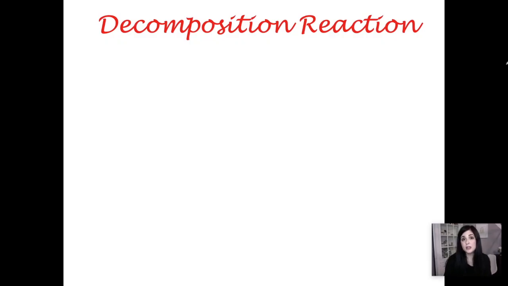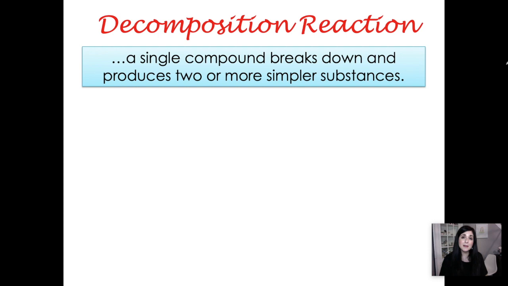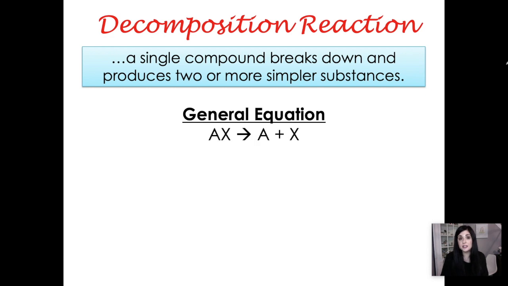Decomposition reactions are next. When I think of something decomposing, I think of it breaking apart, and that's exactly what decomposition reactions do. They break apart. This is a single compound that's going to break down and produce 2 or more simpler substances. Typically, for us, decomposition reactions are going to produce just 2 final products. And your general equation is just the opposite of synthesis. So AX, they're bonded together, those elements then separate.